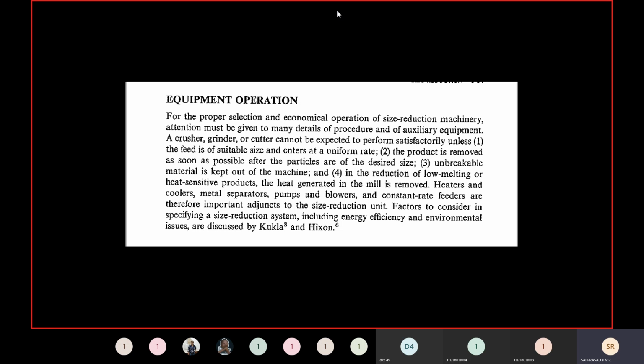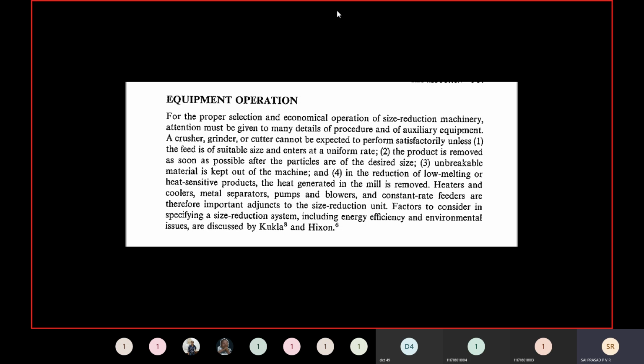For the proper selection and economical operation of the size reduction machinery, attention must be given to many details of procedure and of auxiliary equipment. Proper selection: I said in the beginning, people will come to us that they have some types of ores, and for them we are supposed to decide which type of machine we are going to give them. So first we should do the analysis of the product of their ore and then find what is the concentration, how the elements are distributed, and what is the compressive strength, and based on that how we are able to break them. Do we have to suggest a hierarchy of size reduction equipments or is one equipment sufficient?